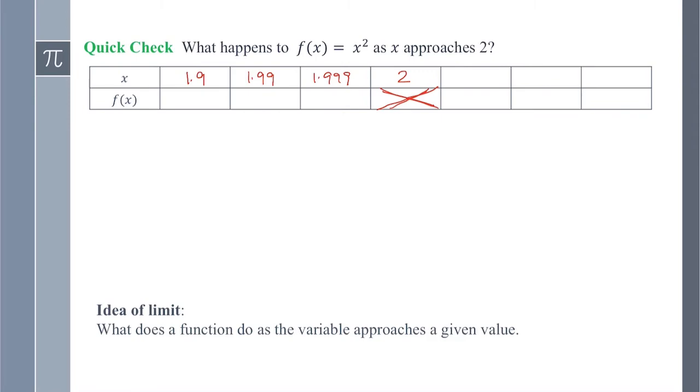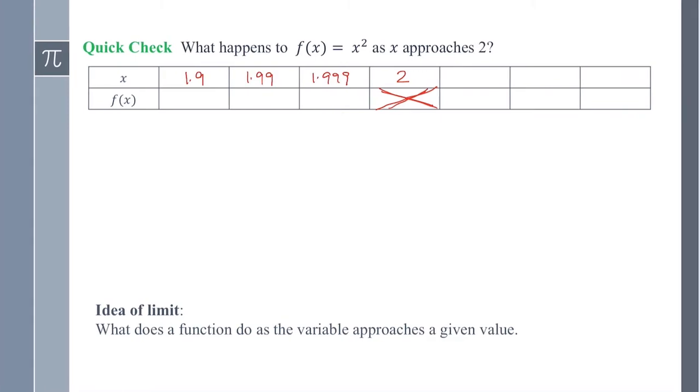Similarly, I can come closer and closer to 2 from the right. So I can start at 2.1.